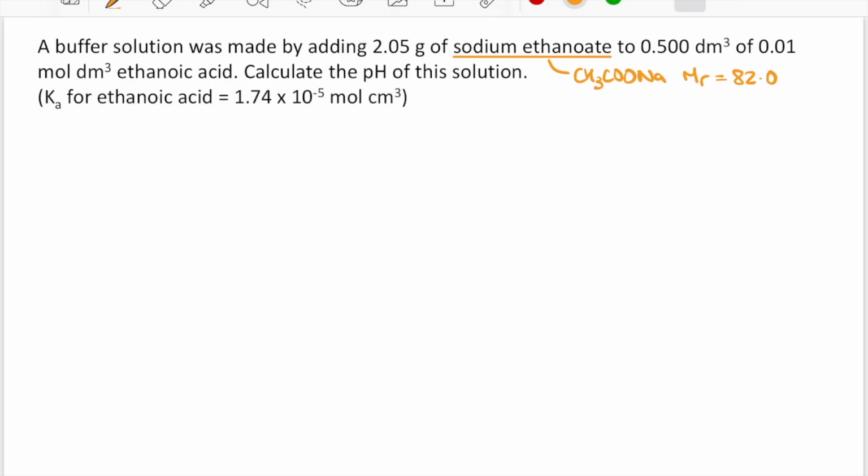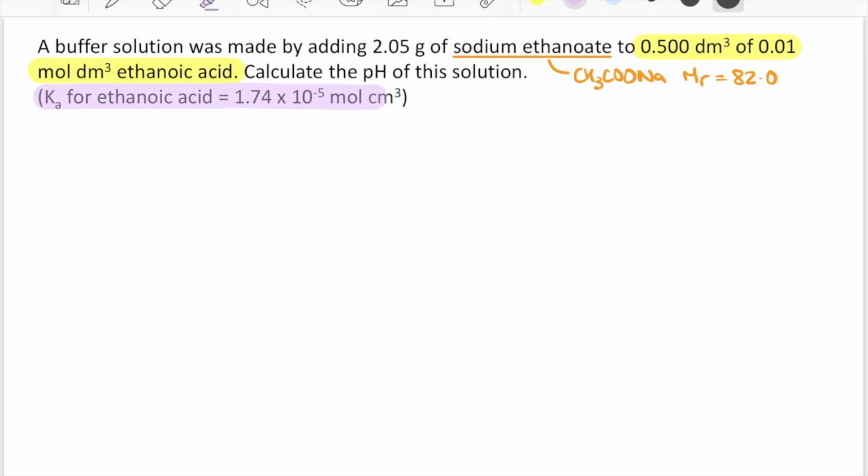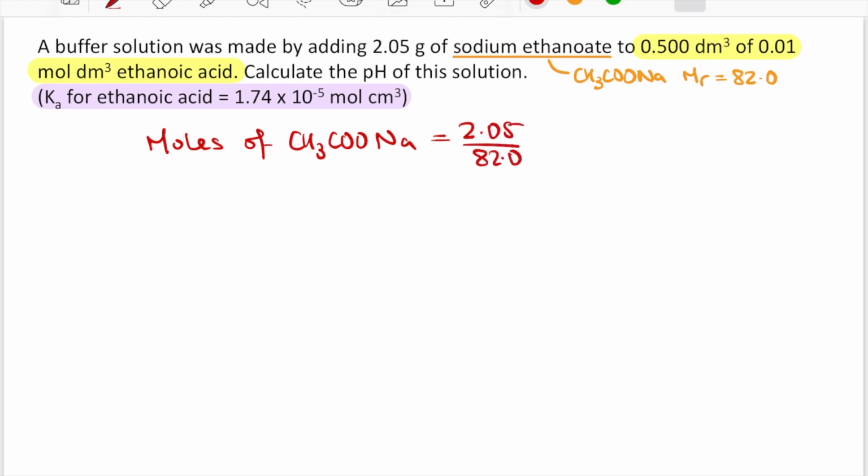What else do we have that's going to be important and useful? Well, we have a volume and a concentration of ethanoic acid, so that's going to allow us to work out the moles. And we're also given the Ka for ethanoic acid, so we've got that as well. So first things first, I think, is to work out the moles of sodium ethanoate. So the mass is 2.05 grams, the Mr is 82.0, so we get moles of 0.025.